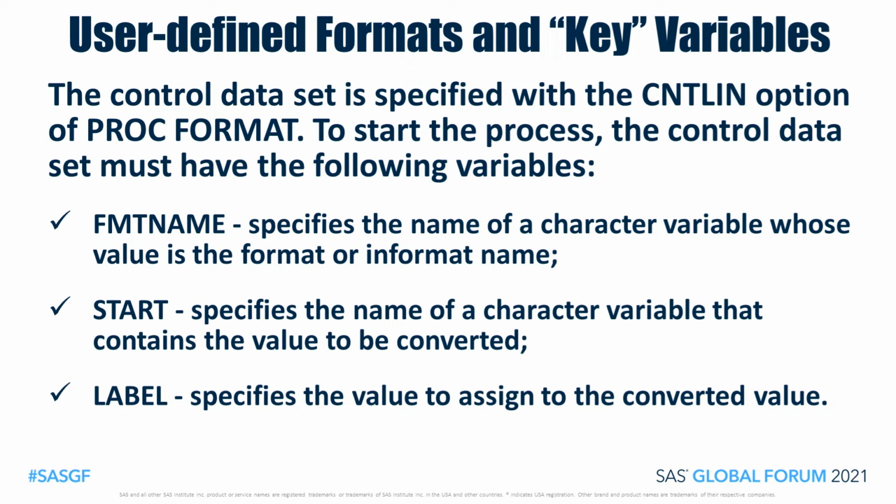The control dataset is specified with the CNTLIN option or CNTLIN= option of PROC FORMAT. To start the process, the control dataset must have the following variables: FMTNAME, which specifies the name of a character variable whose value is the format or informat name. START specifies the name of a character variable that contains the value to be converted. And LABEL specifies the value to assign to the converted value.